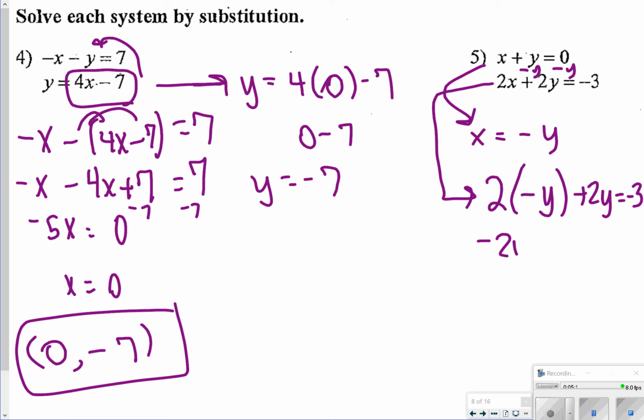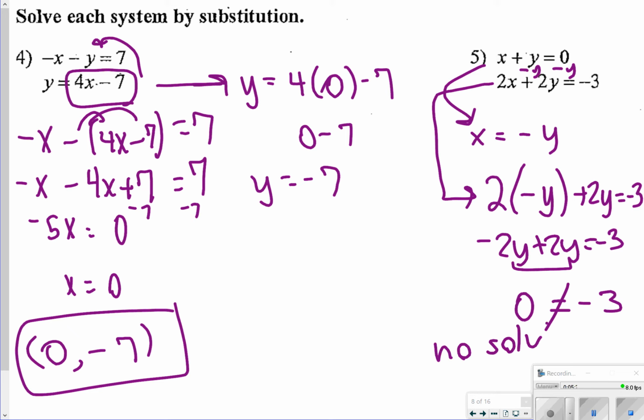That's negative 2y plus 2y equals negative 3. And then when I combine these right here, they're going to be equal to 0. And it's going to say 0 is equal to negative 3. And that is not true. So we're going to say no solution for number 5.